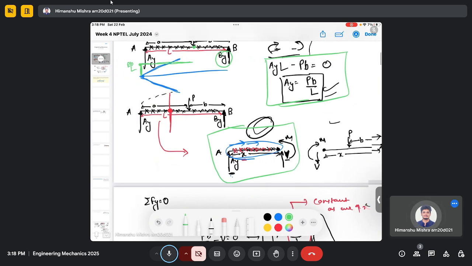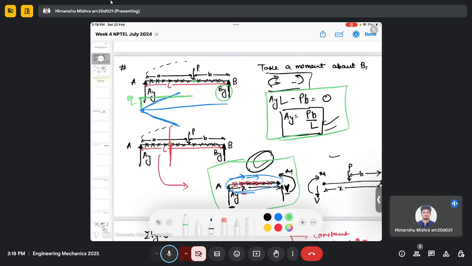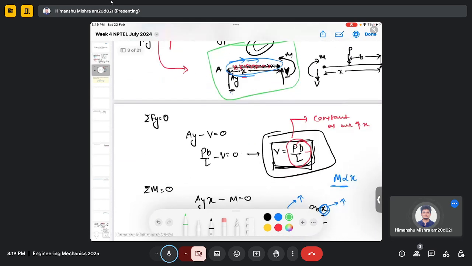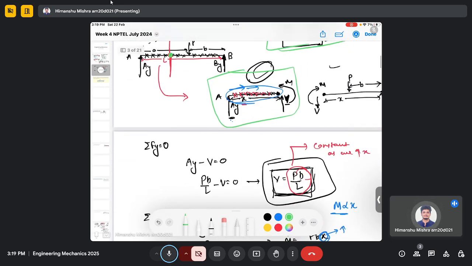Then we decided to take some arbitrary point here, and we decided to find the force and moment at this point. And we found that the shear forces, so we actually cut the beam at this point. We divided the beam into two parts. When we consider the left hand side of the beam, we denote the shear force and bending moment at that point, and we do the force balance and moment balance analysis.